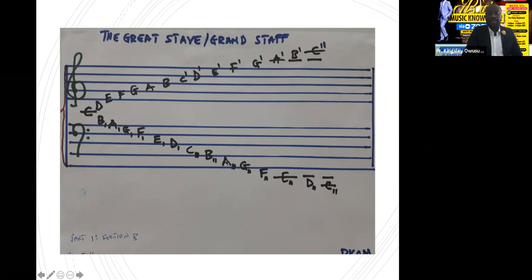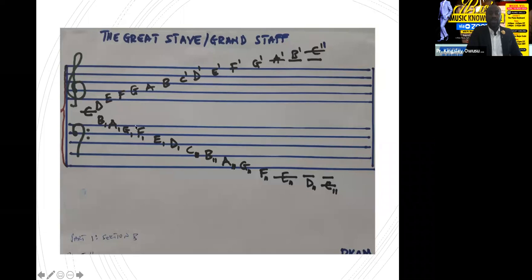Okay, so now with G major, it means you have the home, the root, the tonic from G. Then you can count upwards to G. You can also count downwards, G to G.